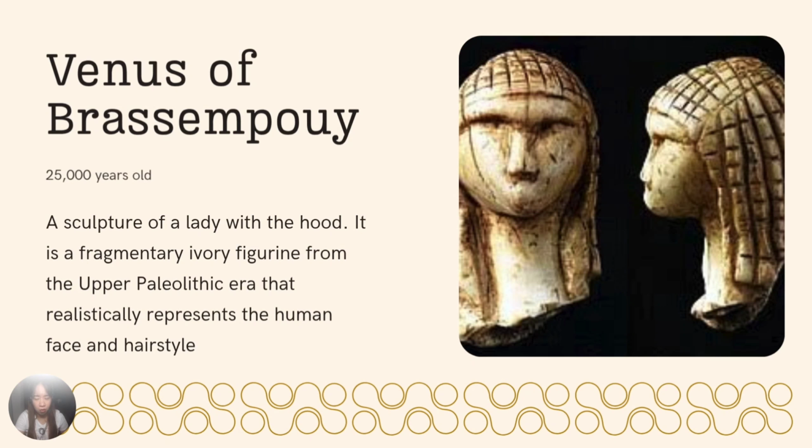So it was discovered in a cave at Bressempoy, France in 1894. So it's about 25 years old, and a sculpture of a lady with a hood. But actually, the Venus of Bressempoy was believed to be unsexed, meaning not a lady, not a man, according to an archaeologist. Although it is usually called a Venus, which means a lady, it is believed that it's unsexed.